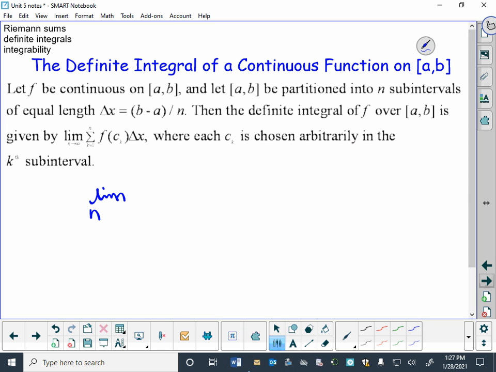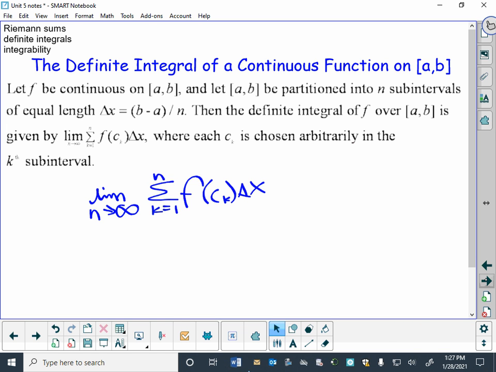The limit as n goes to infinity of the sum from k equals 1 to n of f of c sub k times delta x. Now, most of this looks exactly like what we had before. We still have the f of c sub k. This is the height of the rectangle. Our c sub k we could define as being the left or the right or the middle, however we want to do that. The delta x is still the width, but I don't need a subscript on it now because I made them all the same size. Okay.